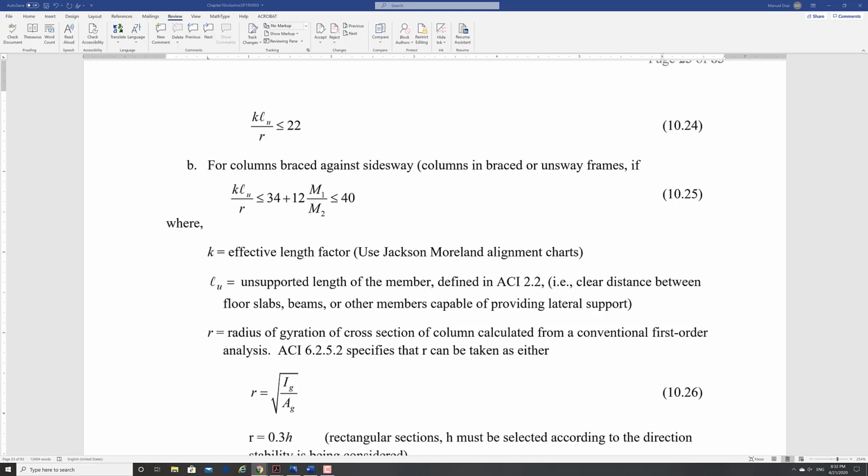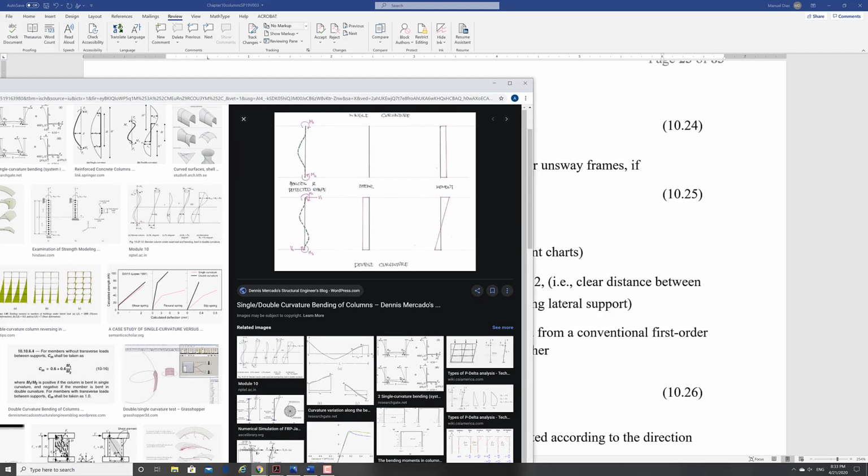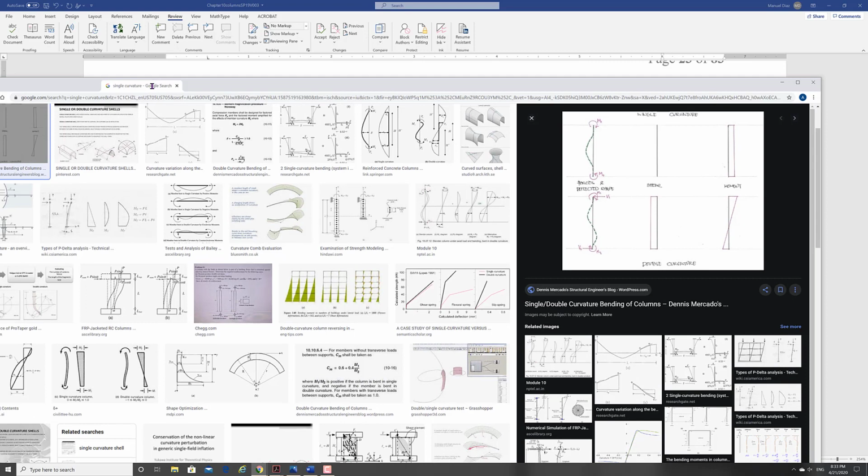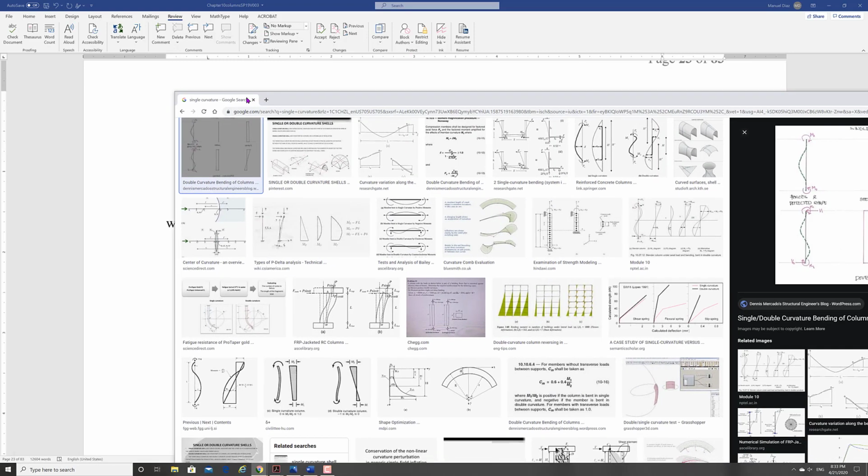So let me just show you a couple of things from the internet. I think you understand that, but some of you may not. Here are things that behave like this. Notice how a column here is single curvature, and here double curvature, all right? And we have several of these examples in terms of what is one and what is the other. That's why we have all these definitions.